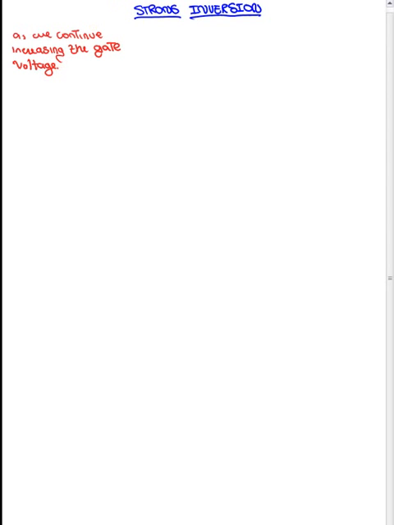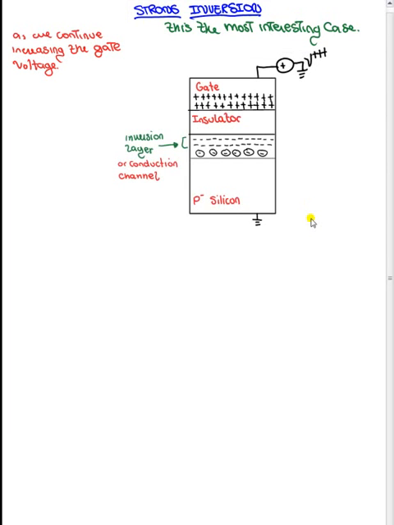As we mentioned before, this is the most interesting case, because this is how we use our transistors or MOSFETs. Okay, so let's draw the visual model and note what's happening here. You're increasing the gate voltage, so you're putting more positive charge into the gate, which is pulling more negative charge into the inversion layer, what we call it right here.